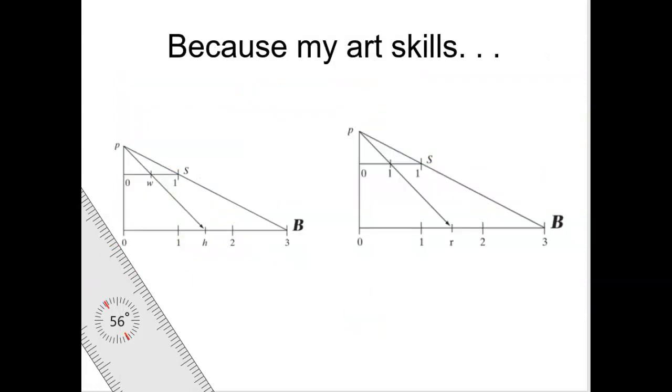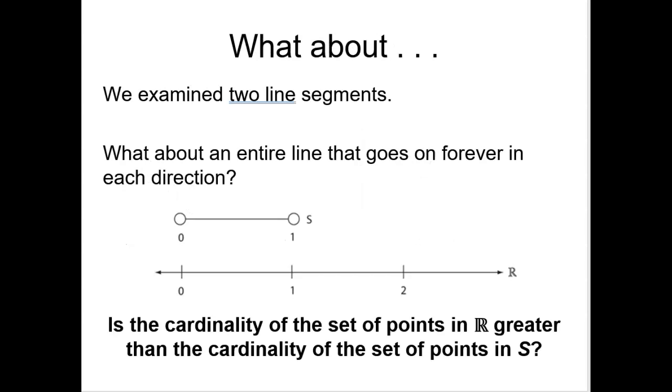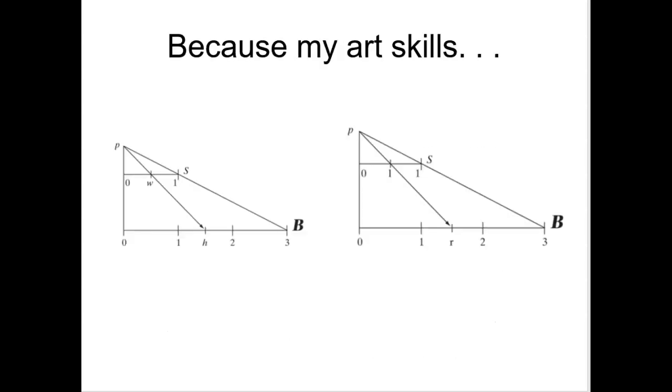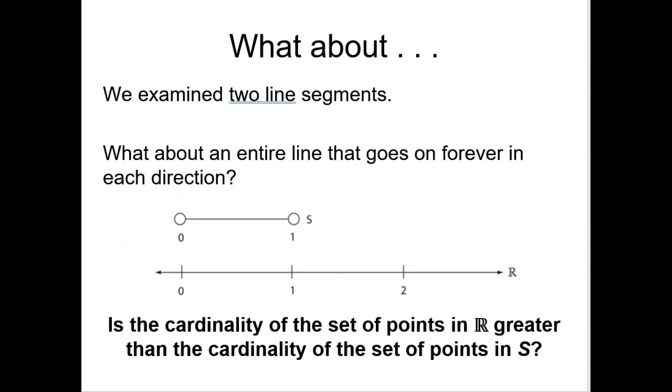And just because this is from the book, and I used a ruler, so I think we're okay, but just in case, there you go. All right, so what about these two? We saw line segments, right? We saw this line segment, one line segment, and another line segment. Well, what about an entire line that goes on forever and a line segment with holes? This line segment is not defined for 0 and 1. What about those two? Is the cardinality of the set of points in R, all real numbers, greater than the cardinality of the set of points in S, this little line segment?